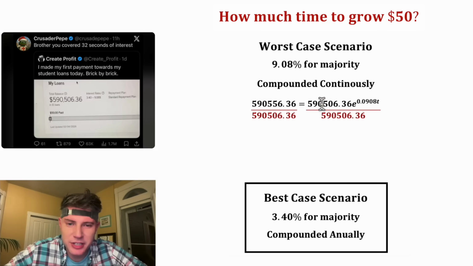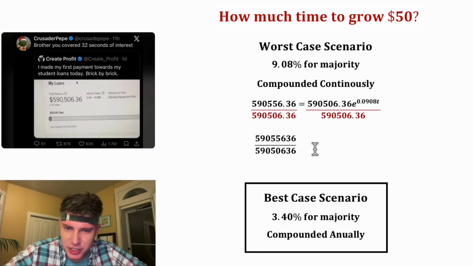First, we can divide both sides by this amount. On the left-hand side, we're going to have this fraction. All of this divided by all of this. Since the top and bottom are both even, this can definitely simplify, but nobody's got time for that. We can just leave it like this. And then on the right-hand side, this and this are going to cancel each other out, leaving us with e to the 0.0908t.